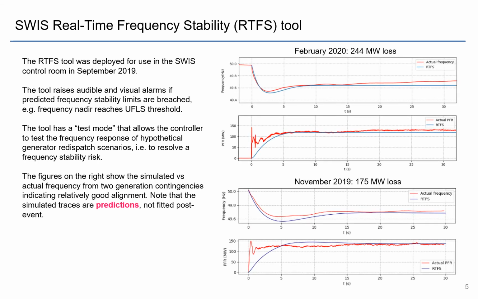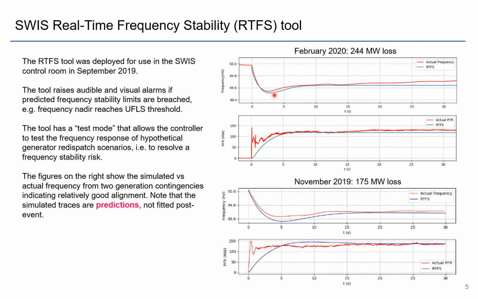So here are some validation plots, simulated versus actual frequency from two actual generation contingencies, and they show fairly good alignment. Here's one from February 2020 when we had a 244 megawatt loss, and here's another one from last year in November with a 175 megawatt generator trip, and the blue line in each case is the RTFS tool, and the red line is the actual frequency.